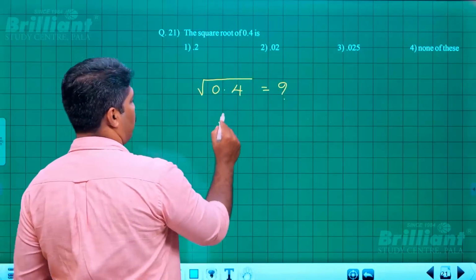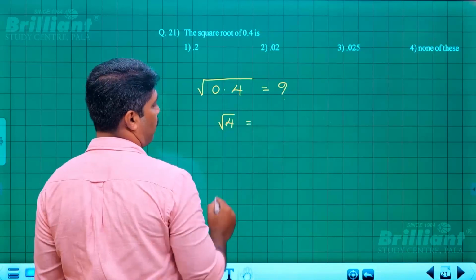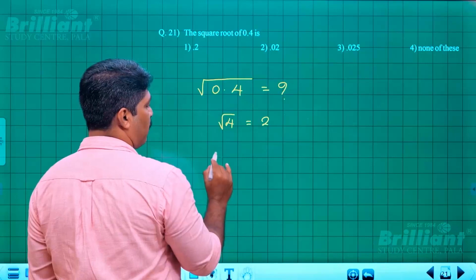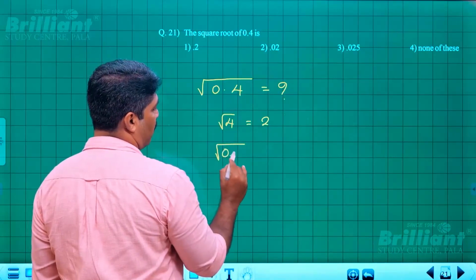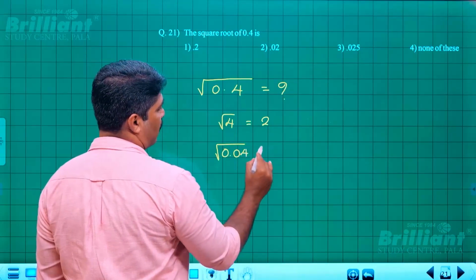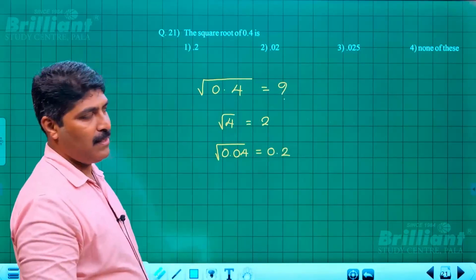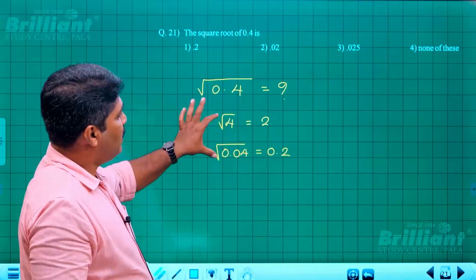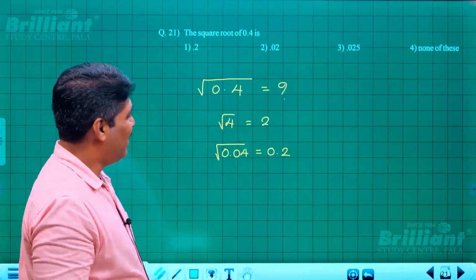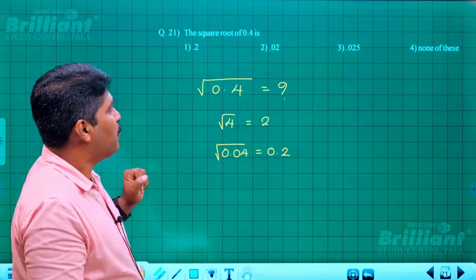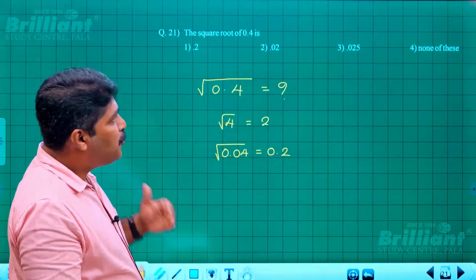So what is the square root of 4? As we know, the square root of 4 is 2. So therefore, what is the square root of 0.04? It is 0.2. Got it? So this 0.4 is in between these two situations. That means our answer is greater than 0.2 but less than 2.